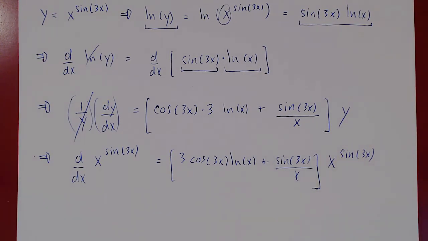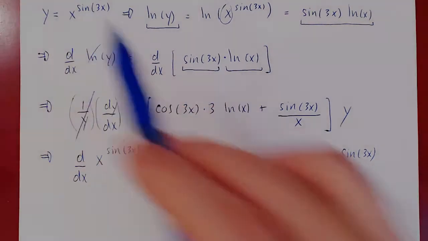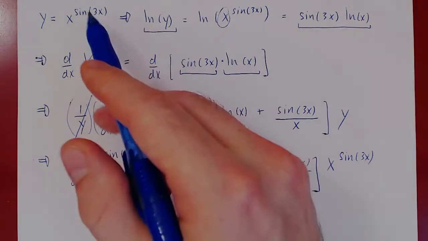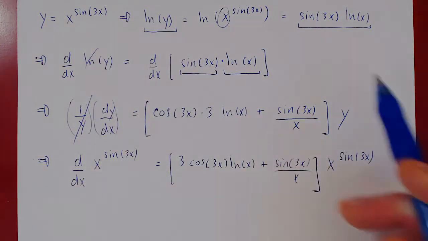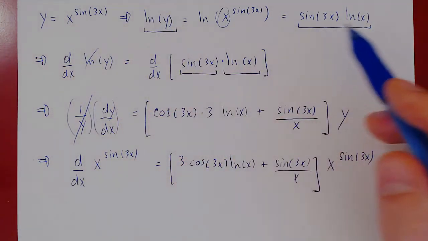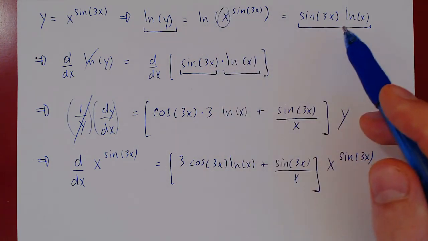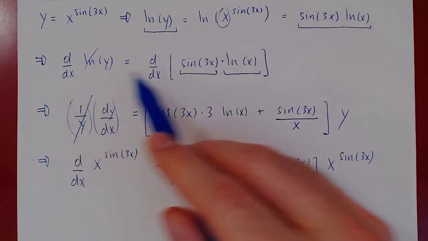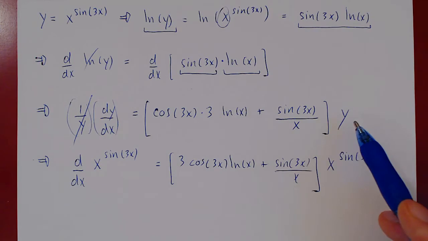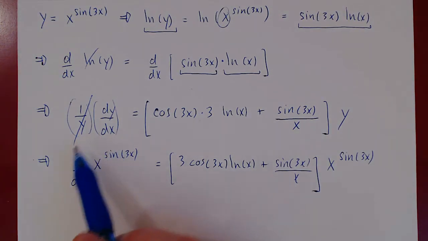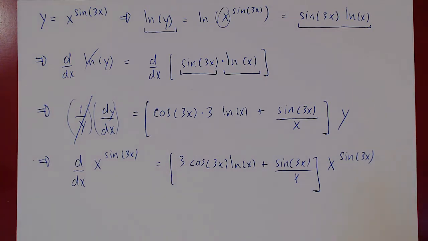So in both cases, the first and the second one, it was impossible to find dy over dx, the derivative of the function directly. But after we take the ln on both sides and use properties of ln, then we get something that we can differentiate. We differentiate carefully with the chain rule and implicit differentiation, and finally we solve for dy over dx.